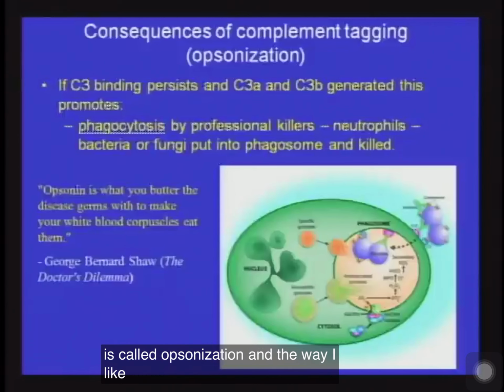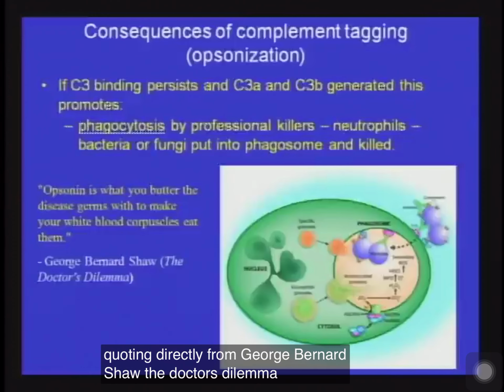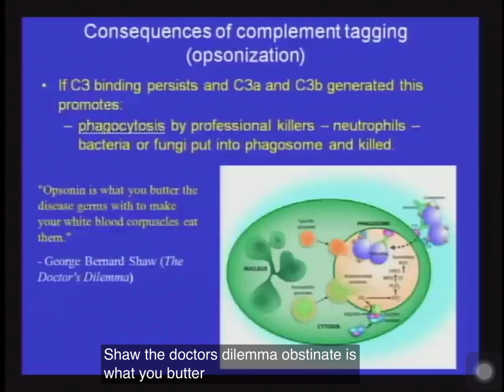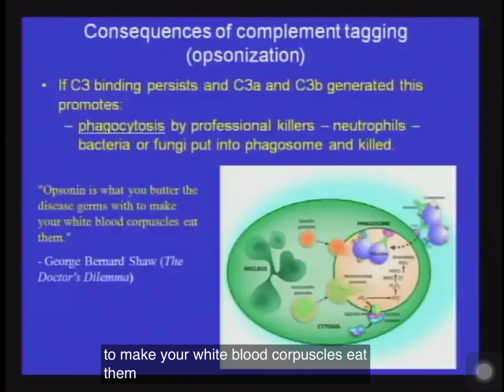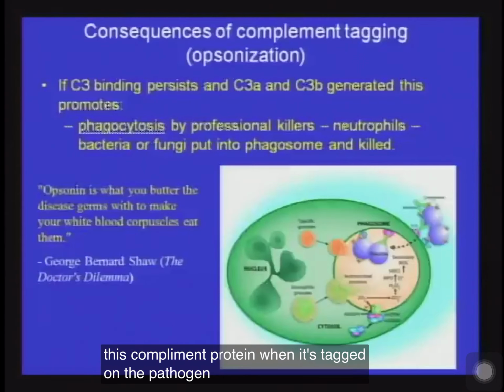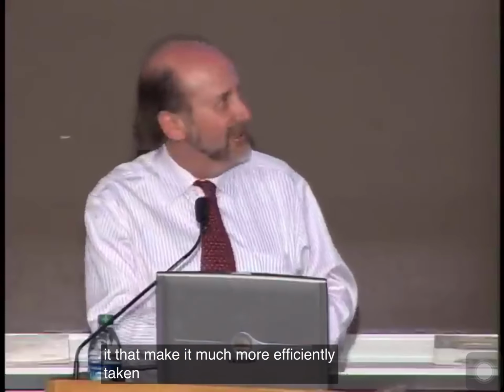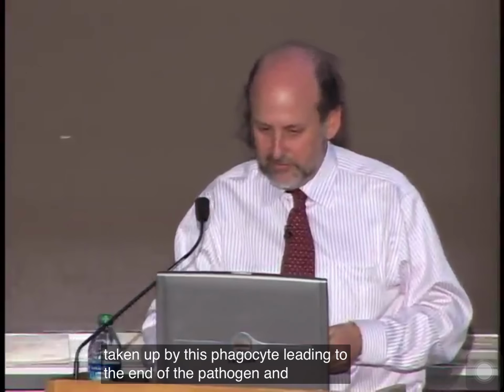And the way I like to remember it is this is quoting directly from George Bernard Shaw, The Doctor's Dilemma. "Opsonin is what you butter the diseased germs with to make your white blood corpuscles eat them." And that, in fact, is what complement does. This complement protein, when it's tagged on the pathogen, there are receptors for it that make it much more efficiently taken up by this phagocyte, leading to the end of the pathogen.